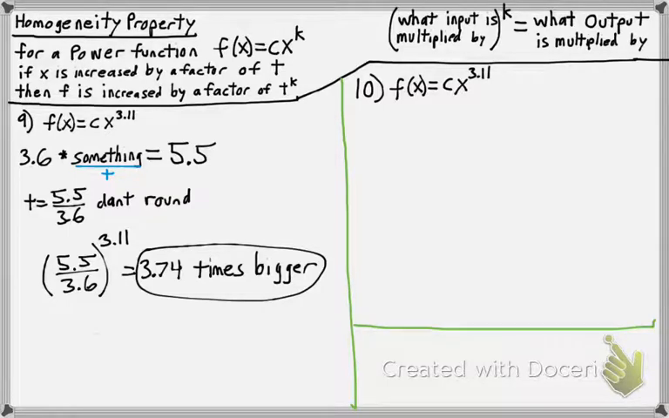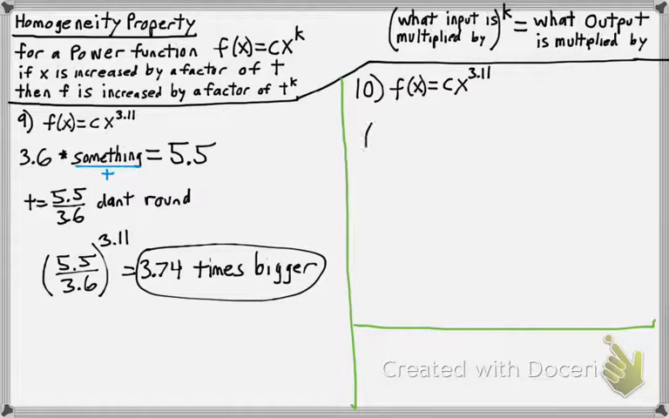Number 10 is kind of the reverse. We still have the same function, and it says, suppose that f of y is 9 times as large as f of z. How do y and z compare? So they're saying the function values are 9 times bigger. How do the original input values compare?